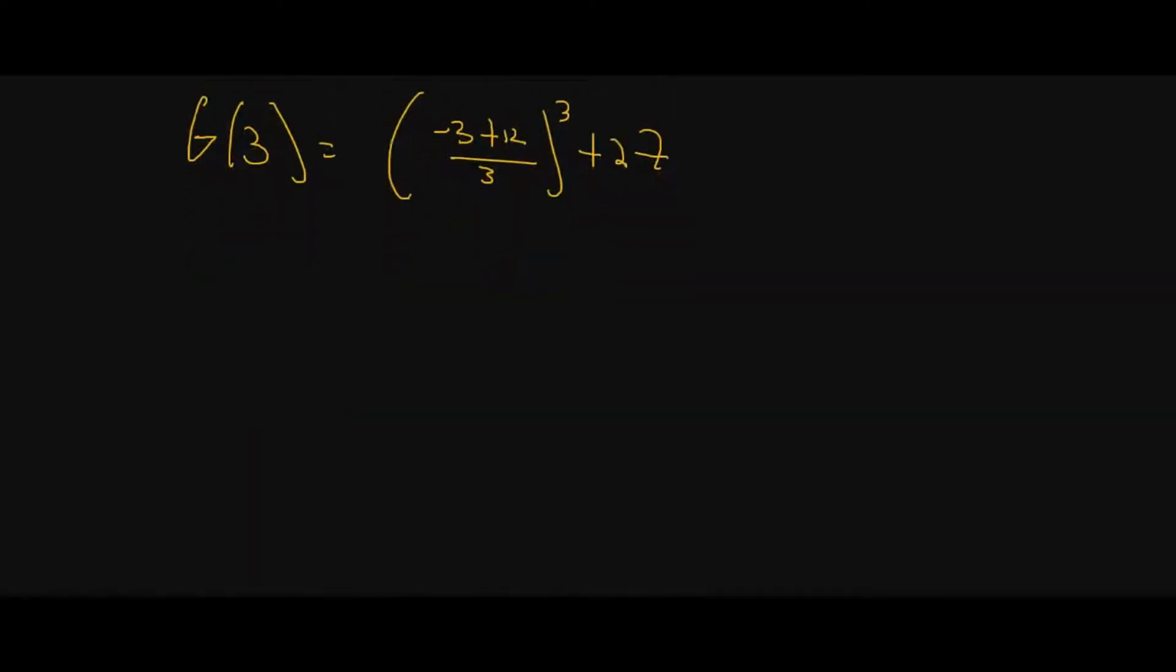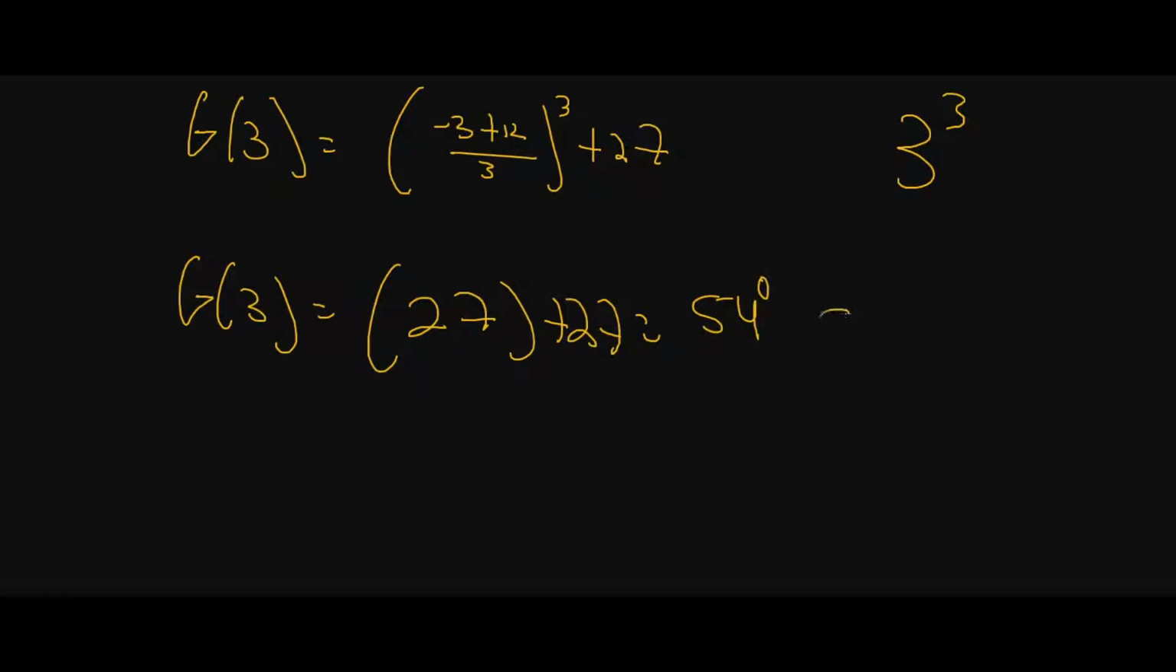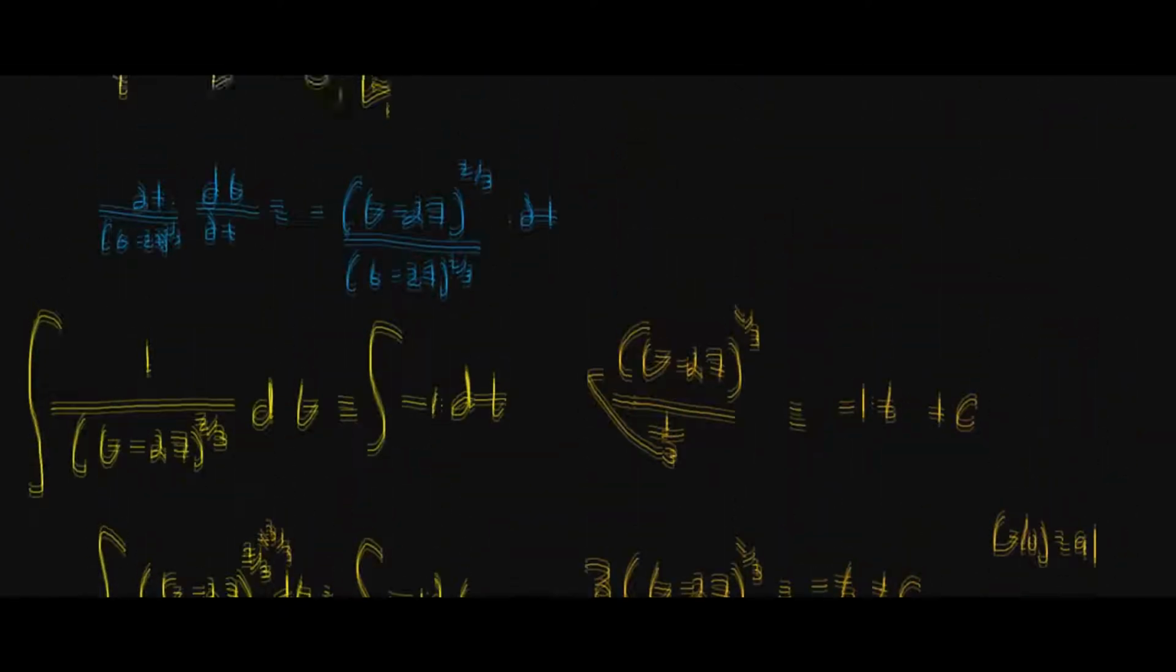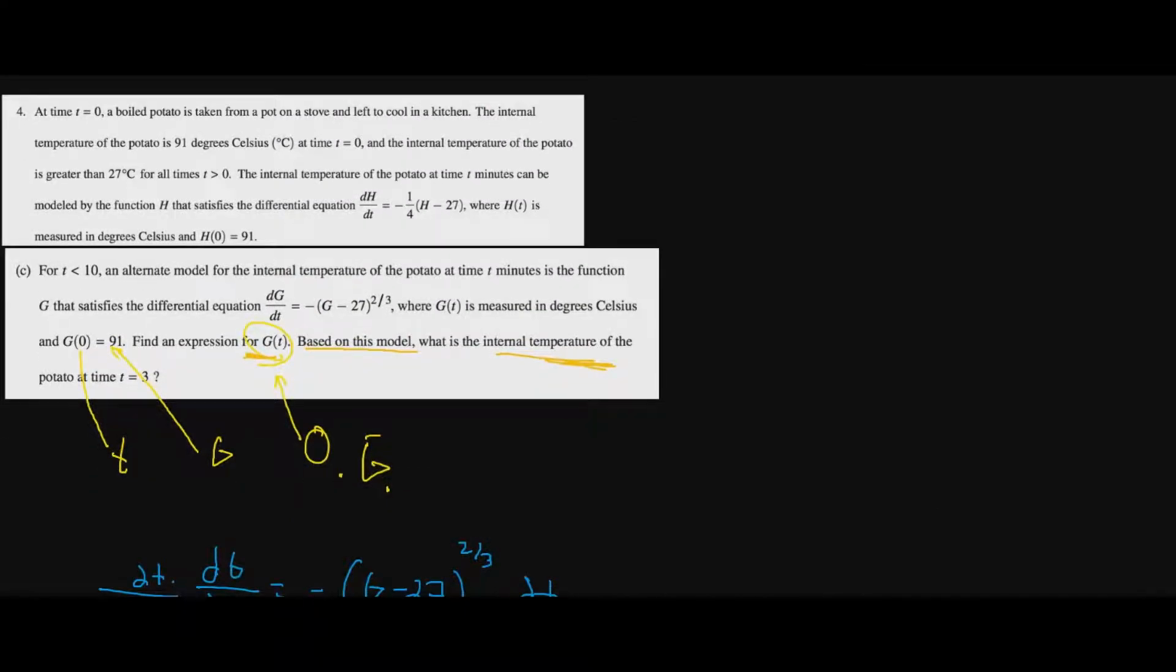27. g of 3 is equal to negative 3 plus 12, 11, 10, 9. 9 divided by 3 is 3. 3 to the third power, we get 27 plus 27, which is 54 degrees Celsius. Okay, so there it is. That is the internal temperature of the potato at time t equals 3 is 54 degrees Celsius based on this model. And that's part C, and that's 5 points, right?